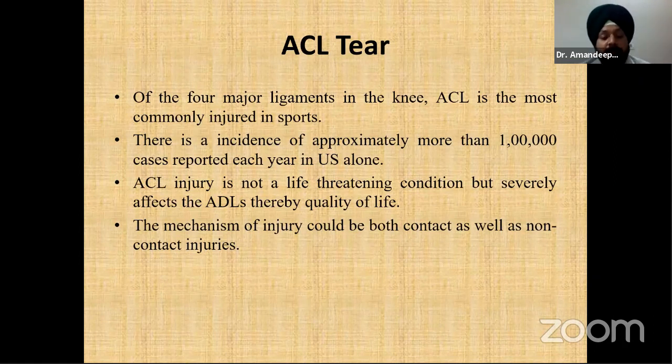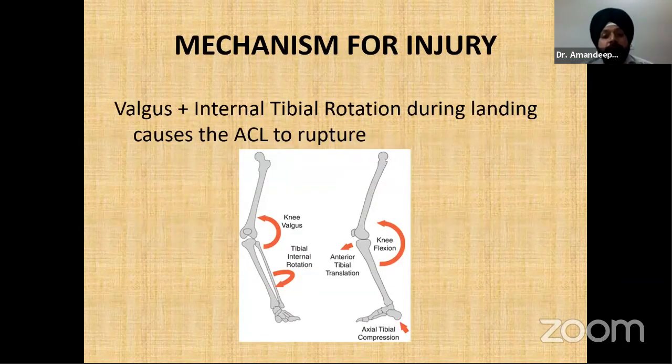And if we talk about the mechanism, it could be both contact injury as well as non-contact injury. Contact injury is like a direct blow on the ligament, and in non-contact injury there is no direct blow and no direct contact between two persons. For this ligament to get injured, a combination of valgus and internal tibial rotation during landing causes the ACL to rupture.